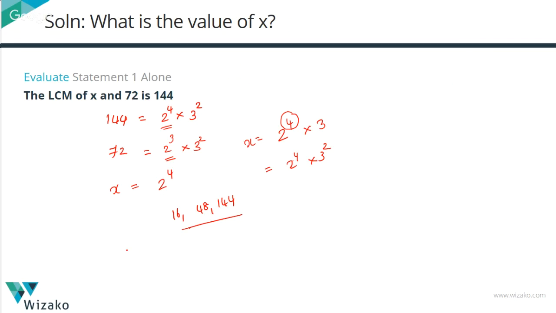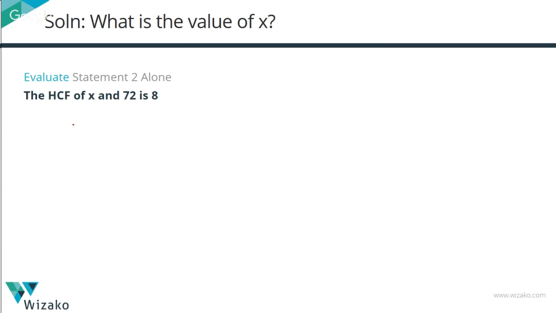In all of these 3 instances, this number and 72 is going to return the same LCM, which is equal to 144. Because we are not getting a unique value from it, statement 1 alone is not sufficient. Immediately, let's scratch out answer choices A and D. What we are down to is choices B, C, or E. Let's evaluate statement 2 alone.